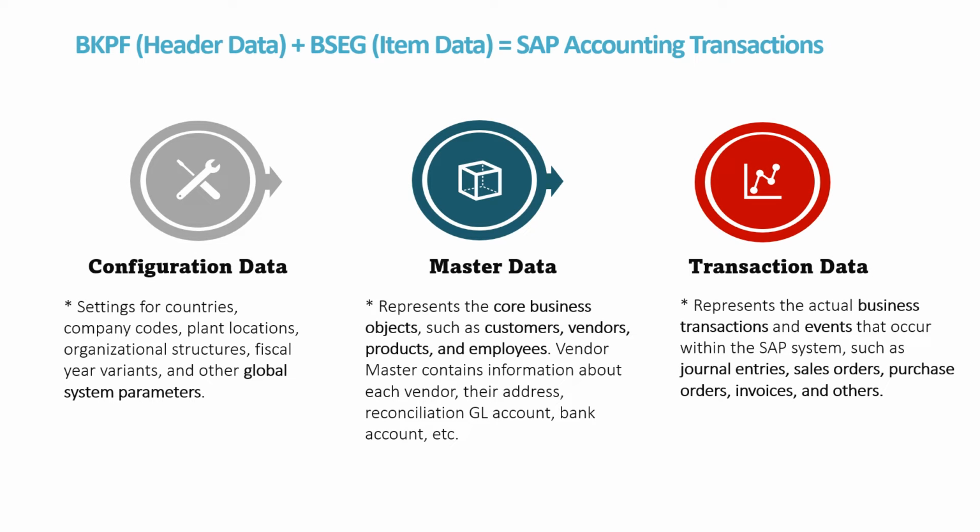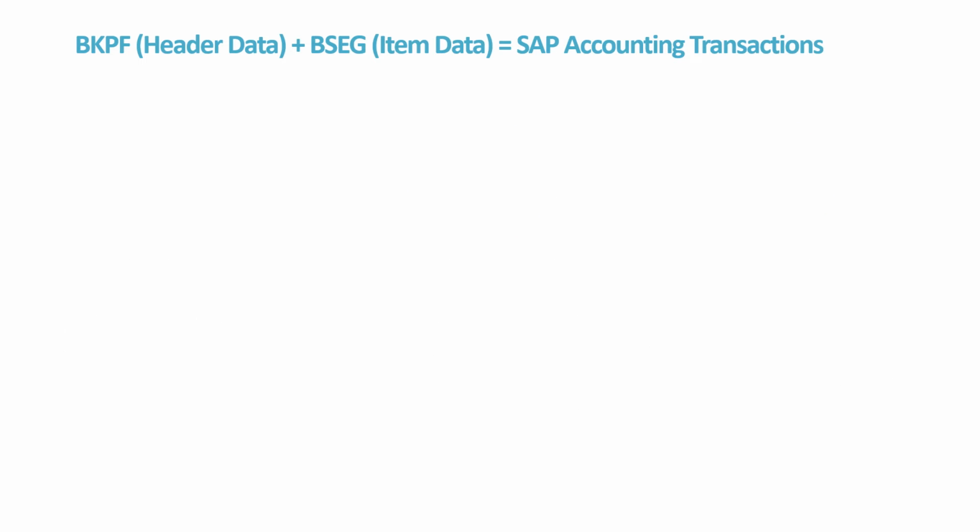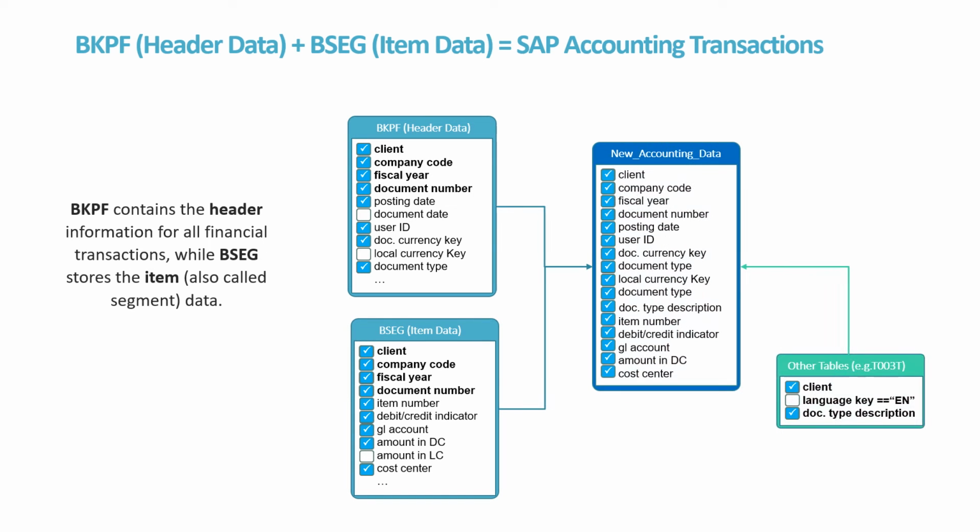The primary tables in SAP for financial accounting transaction data are BKPF and BSEG. If you do not remember what transaction data is, you can watch our foundation session about SAP ERP models, where we described it in detail. BKPF contains the header information for all financial transactions, while BSEG stores the item, also called segment data, for each financial transaction. Don't worry if you don't know what header and item data are. We will cover this in the next minutes.